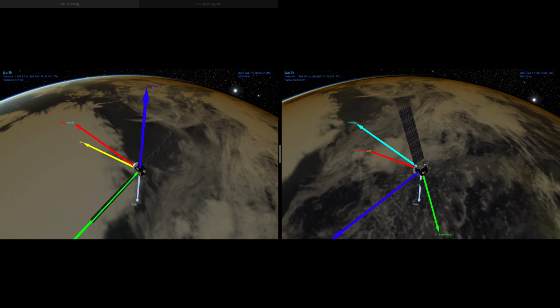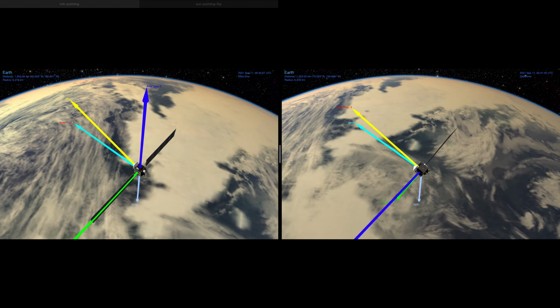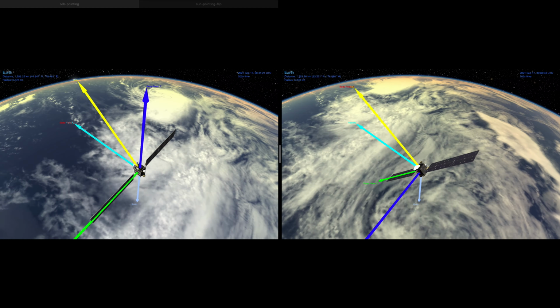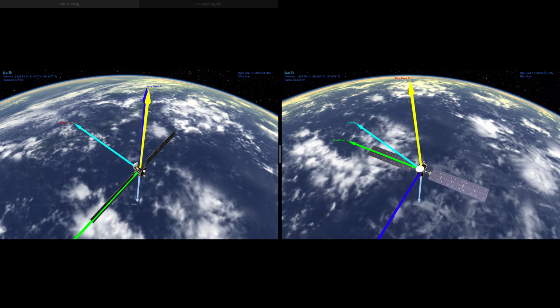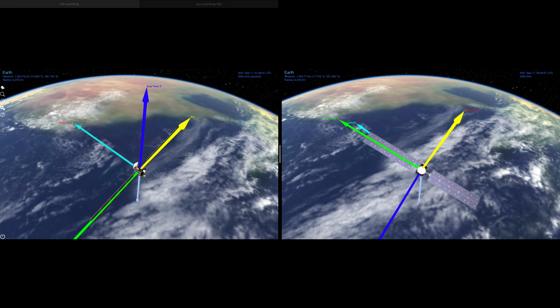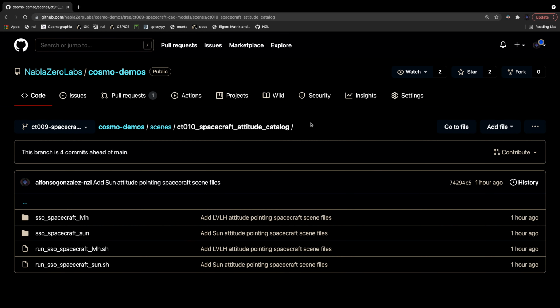In this video, we'll be going over how to define a spacecraft body fixed reference frame in the Spacecraft JSON catalog. The scene on the left shows the spacecraft body pointed in a local vertical, local horizontal, or LVLH frame, and on the right is a spacecraft tracking the sun with its solar panels. And as usual, we've added the scene scripts in the GitHub repository in this directory.